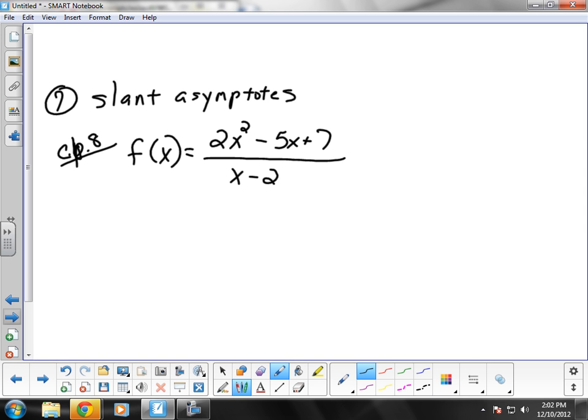Now, this is how you do slant asymptotes. You actually divide. Okay? When you divide, that gives you the equation for the slant asymptote. Okay? So, if you're following me, I have jumped over to page 387.